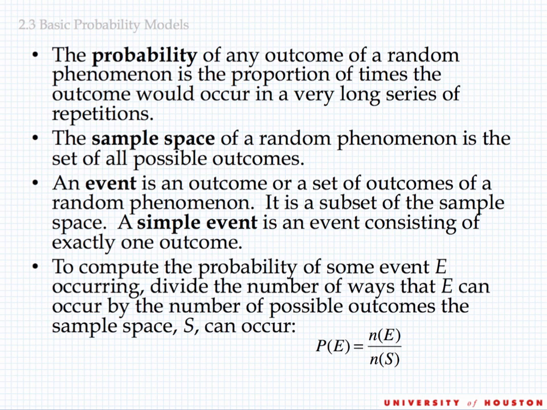To compute the probability of some event E occurring, divide the number of ways that E can occur by the number of possible outcomes in the entire sample space S. So the probability of E is equal to the number of ways that event E can occur divided by the number of ways that we have in the total sample space.